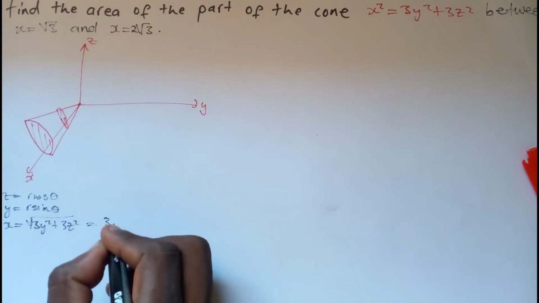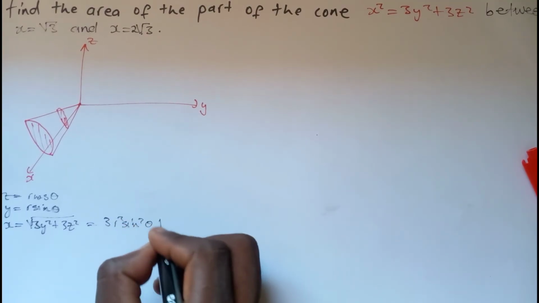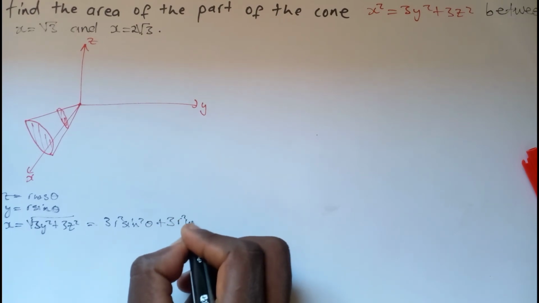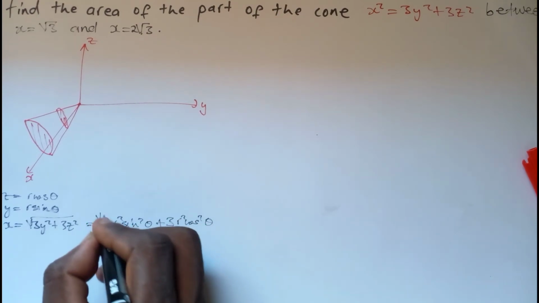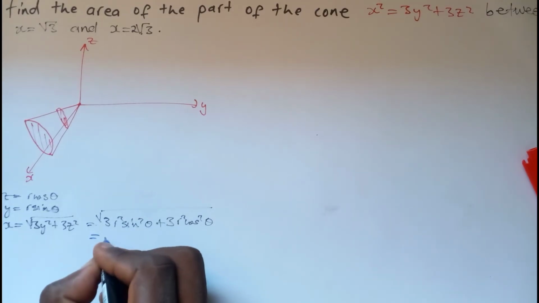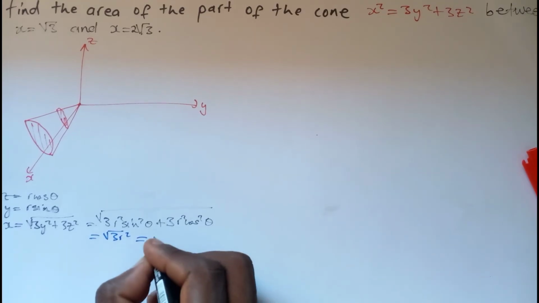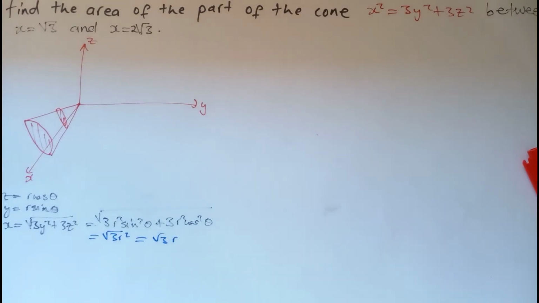What if we simplify here? We're going to say the square root of 3r squared sine squared theta plus 3r squared cos squared theta. Okay, so now we're going to use the identity that sine squared theta plus cos squared theta is equal to 1. So we're going to have the square root of 3r squared, and this is going to give us root 3 r, since r squared has a square root.